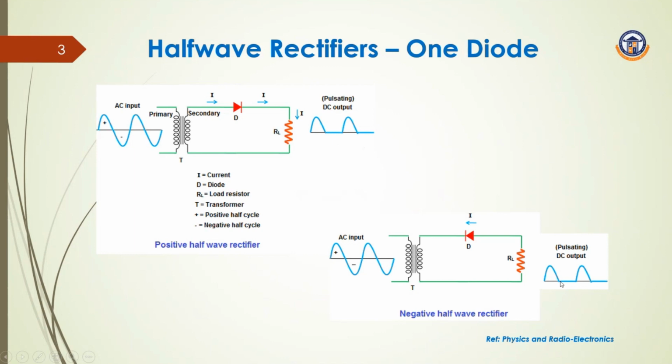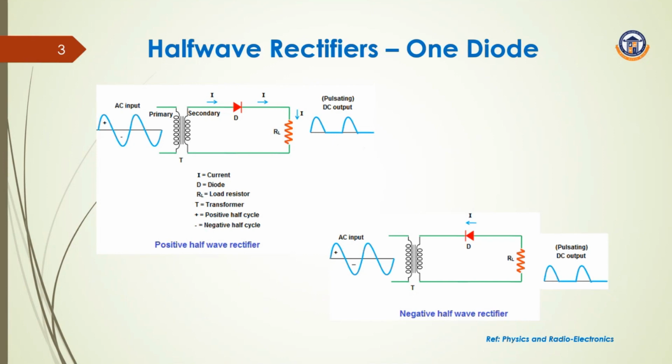So when supply is given to the diode circuit, the polarity of the diode and the supply will be checked. If both polarities are the same, it will be forward biased, the diode will conduct, and the output will come through the load side. We can observe the waveform at the load side.